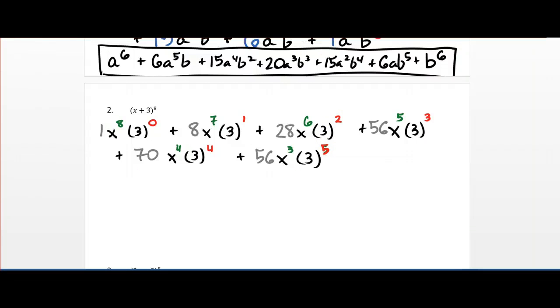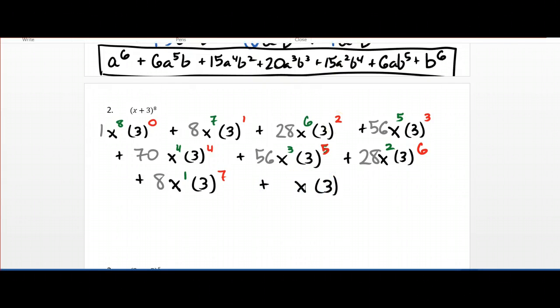Next term, back down to the 28. So we have 28x squared, 3 to the 6th. And 2 more terms, we're almost there. Next term is going to go back down to the 8. So we have 8 x to the 1st, 3 to the 7th. And then finally that last term there, back down to the 1 from Pascal. So we have a 1 x to the 0 power 3 to the 8th power.